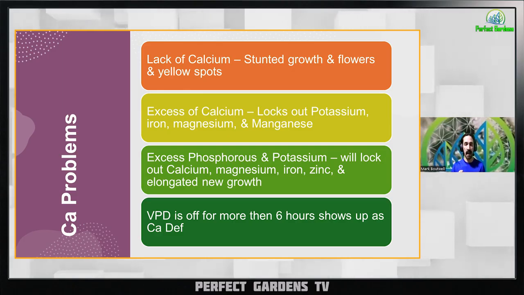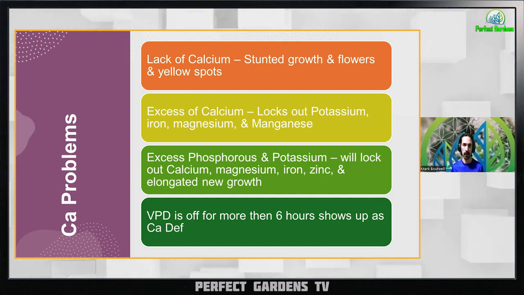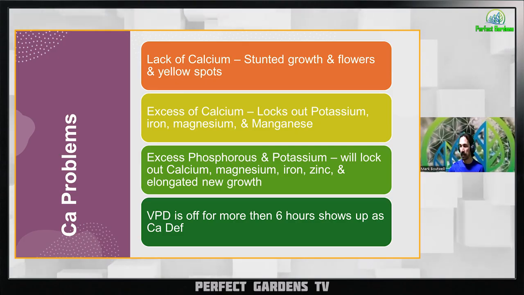More often than not, as I pointed out, all these things except for an excess of calcium show up as a calcium deficiency, right? Obviously, the first one is because you're lacking calcium, but the VPD and the excess of phosphorus and potassium show up as you lacking potassium, but that's not the case. It's just calcium being locked out. But all these various things play a major part in dealing with two laws.